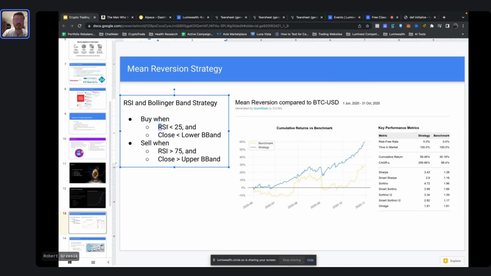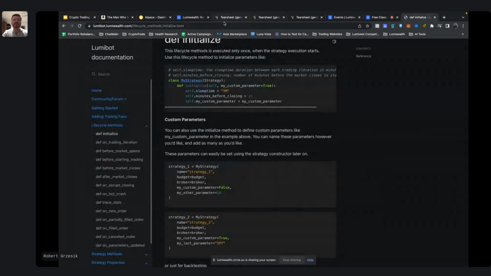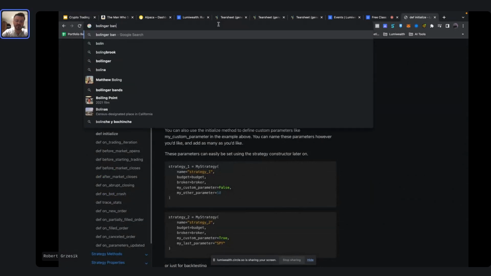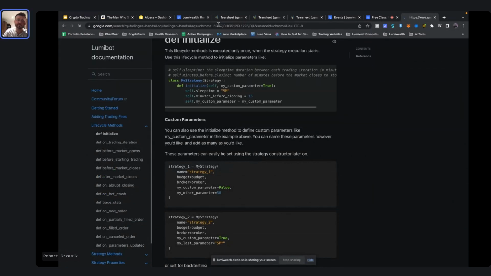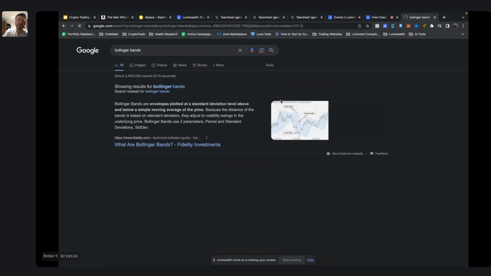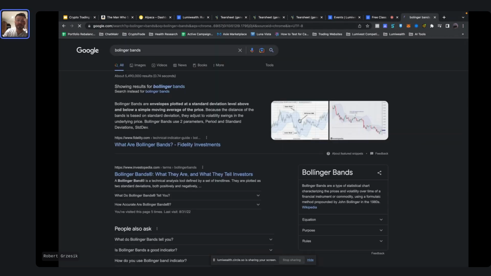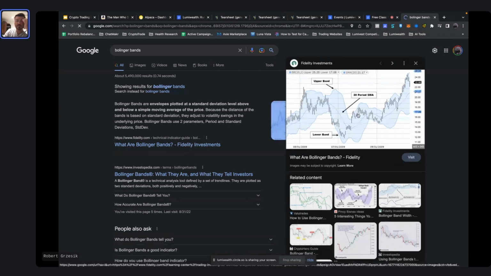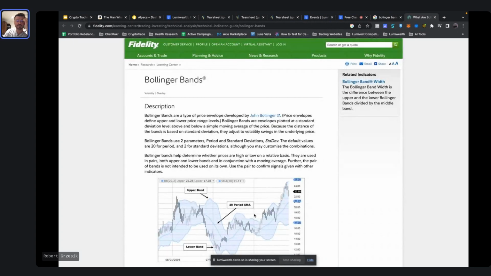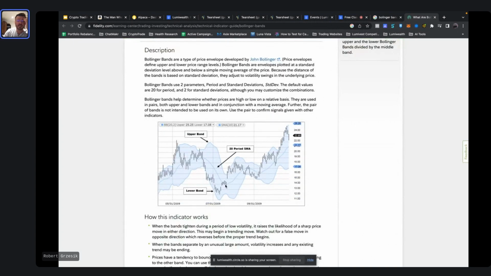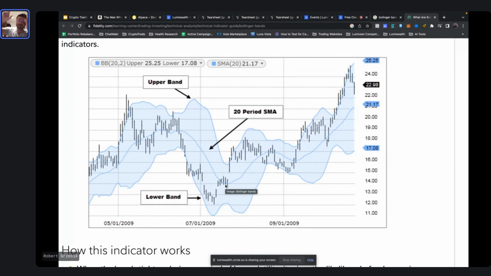So we look at the RSI and then we confirm with our Bollinger Bands. If you guys have ever seen Bollinger Bands, it looks like this. Let me pull this up. Bollinger Bands. They look kind of like this, right? It basically takes your asset, and hopefully you guys can see the whole thing here, and puts a kind of bubble around it, right?